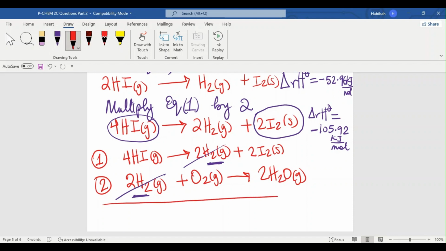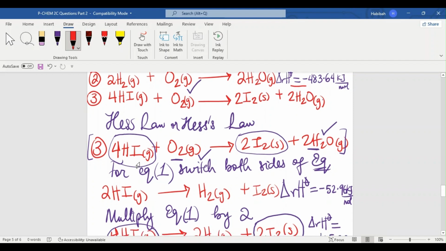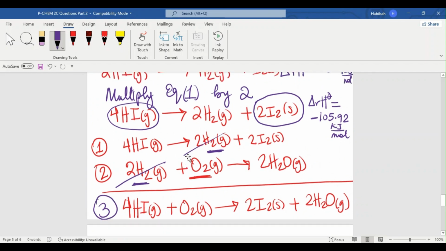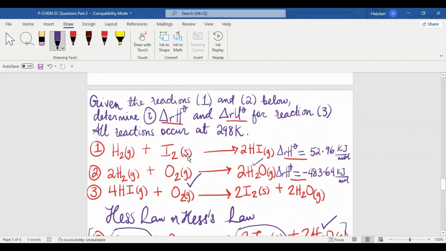So it's basically rewriting it. So what you end up with is 4HI gas, plus this O2 right here, O2 gas, would give you 2I2 solid plus 2H2O gas. So this is basically the answer. And when you look at equation 3, what we were asked to solve for, we successfully solved for it. So that is number 3. So we're able to determine the equation. Now you're going to notice that I still haven't answered the question, change in enthalpy of reaction.